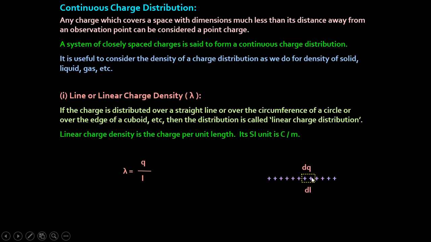Whose length is dl. On that section, dq is the charge distributed. Then according to the same formula, lambda is equal to q by l, you have to use dq in place of q and dl in place of l. Just write lambda equal to dq upon dl. Then what is the total charge here? dq equal to lambda into dl, isn't it? Then total charge can be calculated.